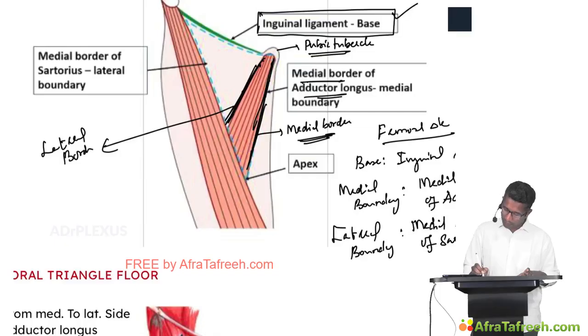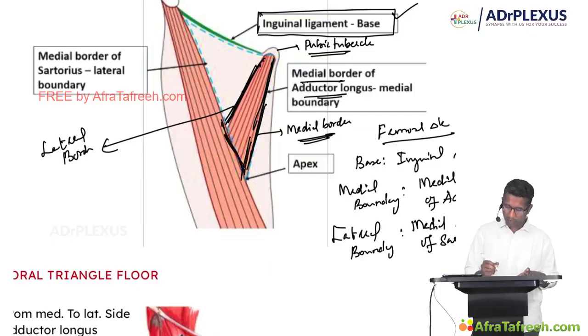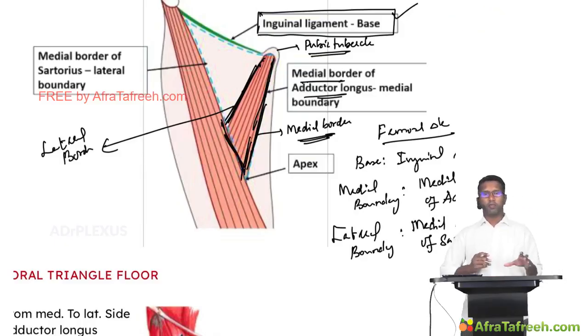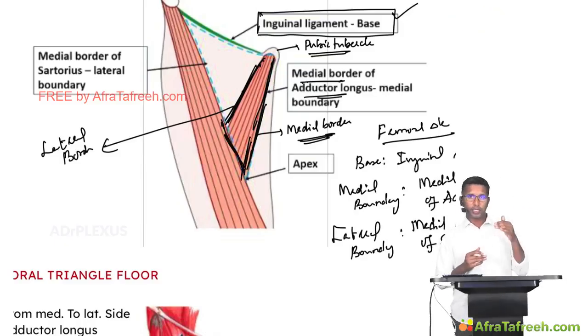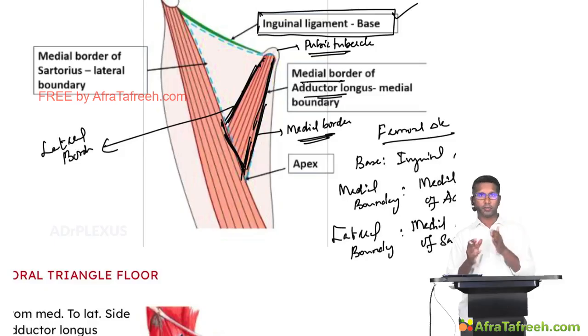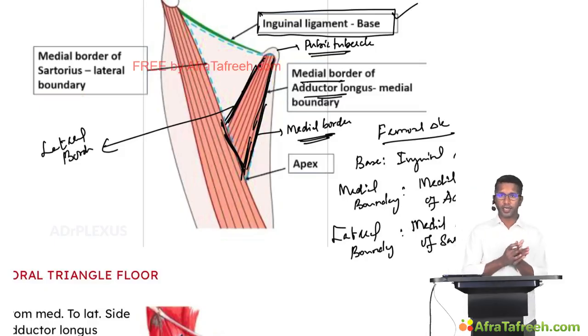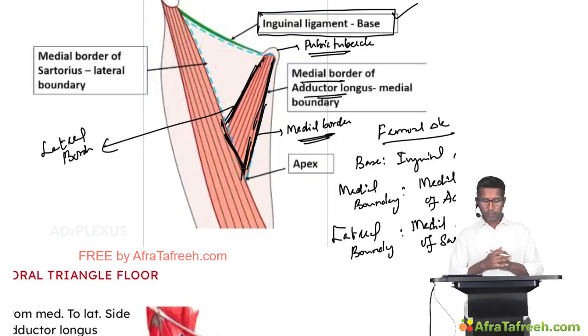And what is the apex? Apex is the point where both these muscles meet. So the femoral triangle has got a base, a medial boundary, and a lateral boundary. I hope from the diagram it is very clear what are all the things that form the boundaries of the femoral triangle.